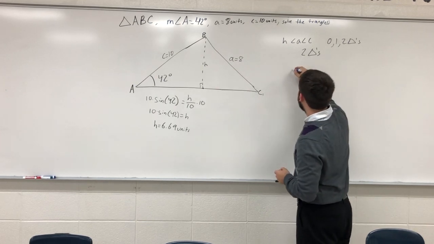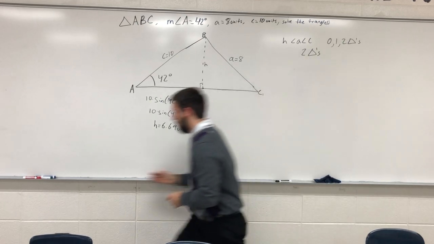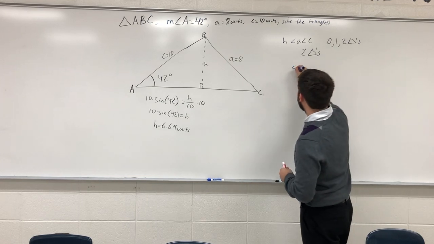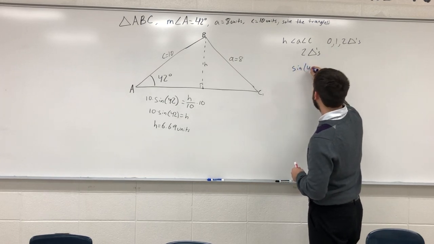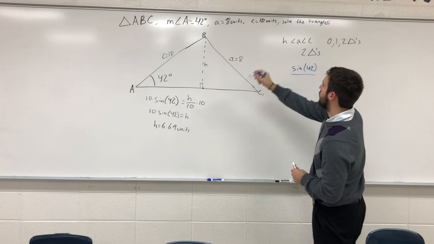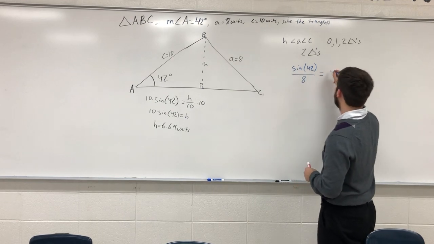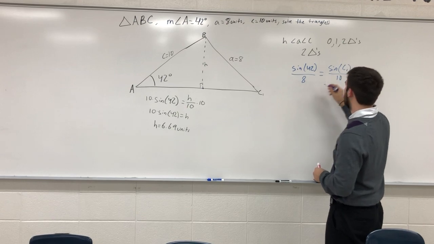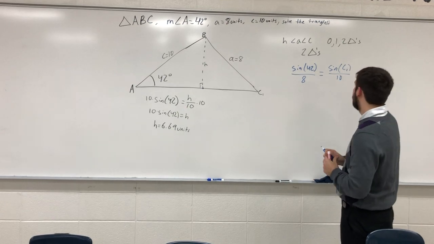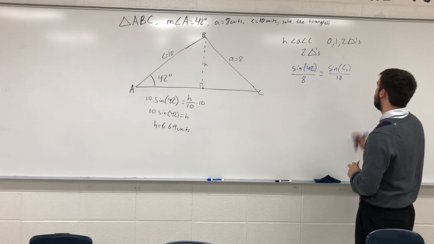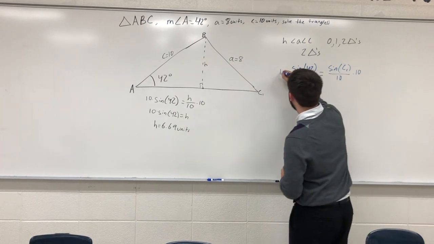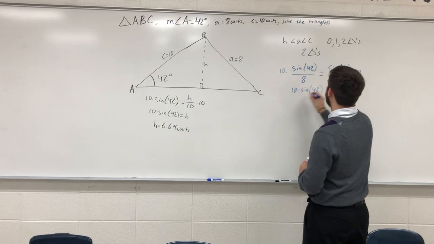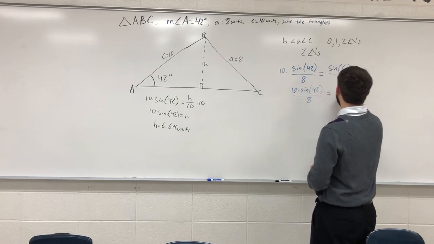So I'm going to have sine of 42 degrees over its opposite side, which is 8, equals sine of C1 over 10. This is my law of sines. To find my angle C, I'm going to multiply both sides by 10. I get 10 times sine of 42 over 8 equals sine of C1.